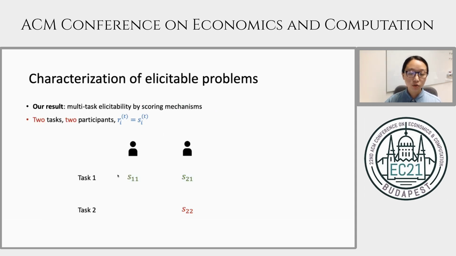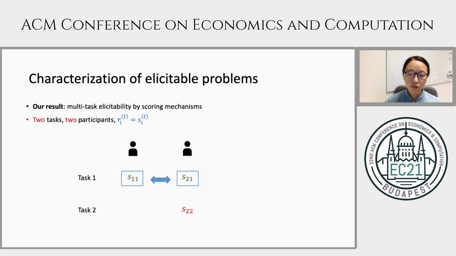So our main contribution is that we extend this characterization to the multitask setting. I'm going to give our results in a simple setting where we only have two tasks and two participants, and we directly elicit their private signals. So here we represent participant 1's signal for task 1 by S11, and participant 2's signals by S21 and S22. Our characterization for the more general case is entirely similar to this simple case.